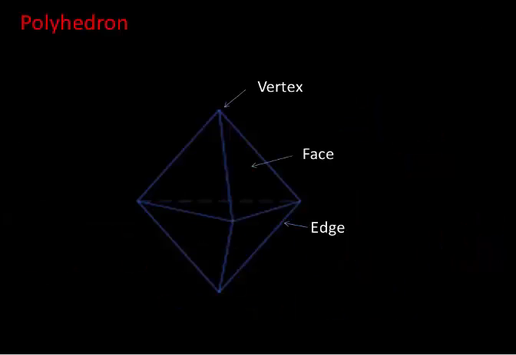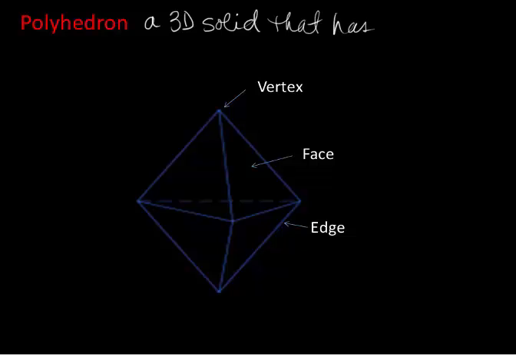So now we can describe a polyhedron. Notice I'm not saying a regular polyhedron, just a polyhedron. A polyhedron is a three-dimensional solid, 3D solid, that has faces that are all polygons.